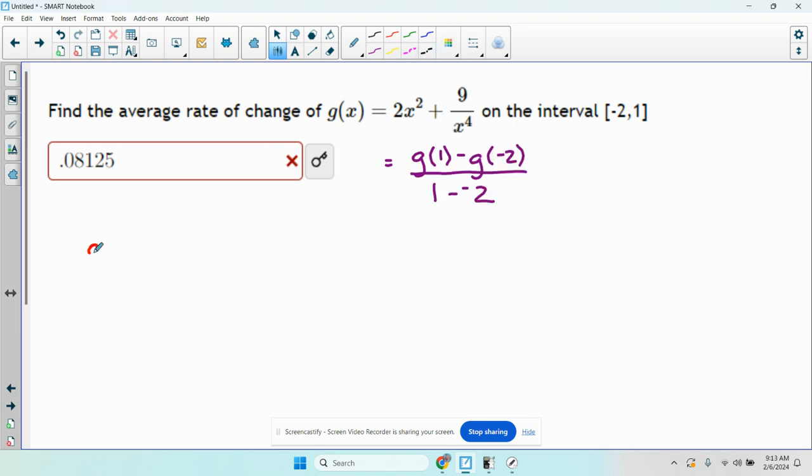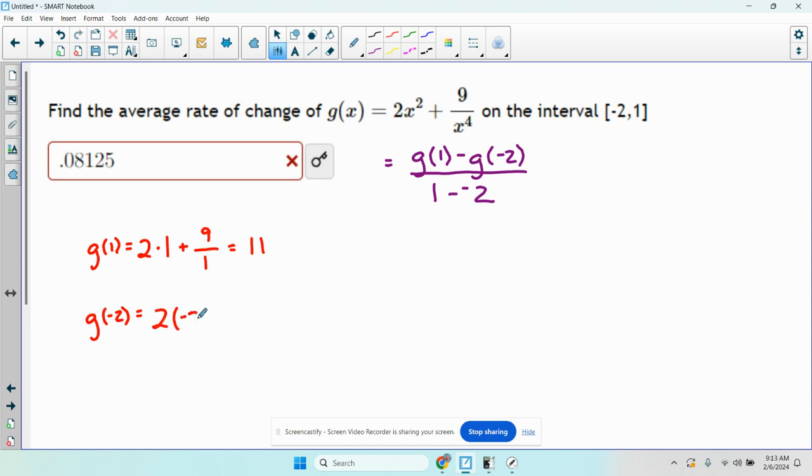So g of 1, I'll do that over to the side here. g of 1 is going to be 2 times 1 squared plus 9 over 1 to the 4th, which is just 1. So this is 2 plus 9, this is 11. g of 1 is 11. And g of negative 2 is going to be a little bit more challenging.